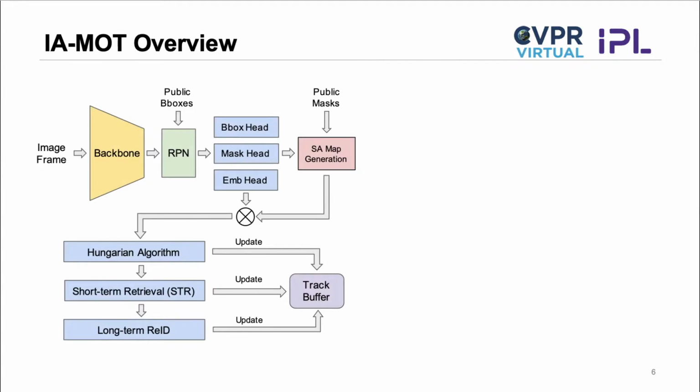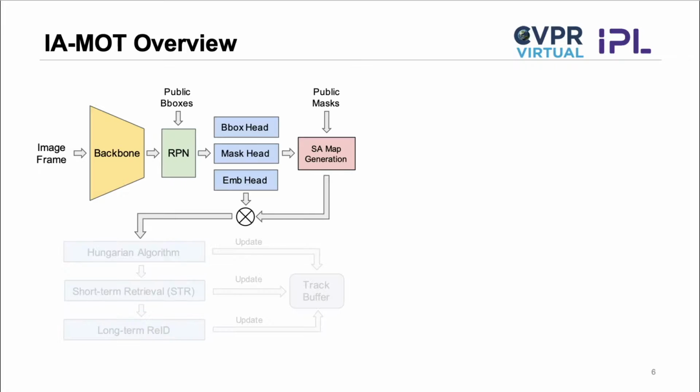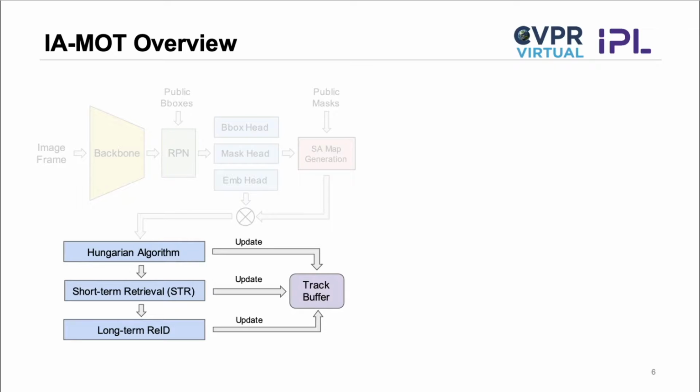This is the overall framework of our proposed IA-MOT. The framework can be basically divided into two parts. The first part aims to extract the embedding features from the provided detections. And using these embeddings, the second part mainly does the object tracking to obtain the final results.